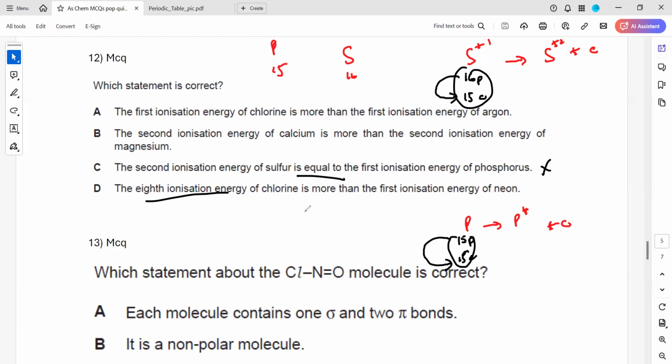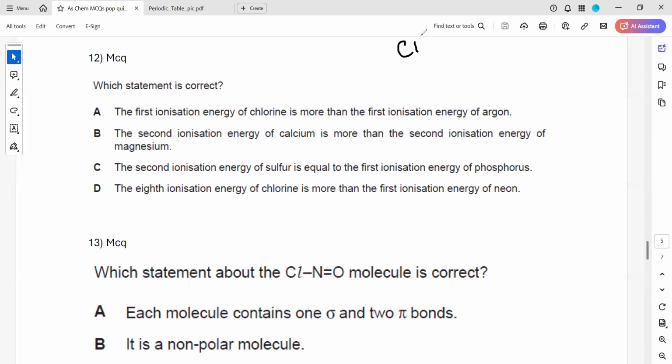Then the 8th ionization of chlorine is more than the first ionization of neon. Why is it correct? Chlorine is there, 7 electrons have already been removed, and we want to remove the 8th electron. The atomic number is 17 for chlorine, and because 7 electrons have already been removed, it has 10 electrons. And when we talk about neon, the atomic number is 10.